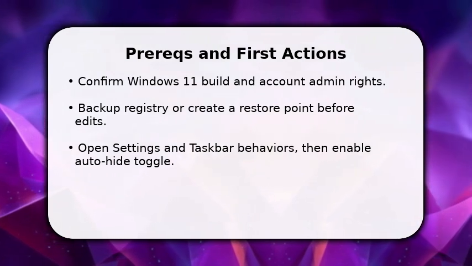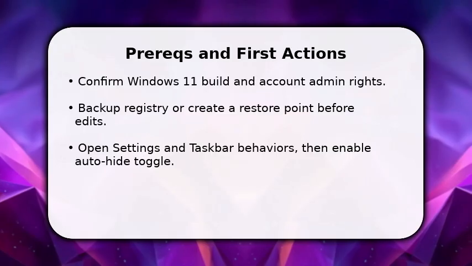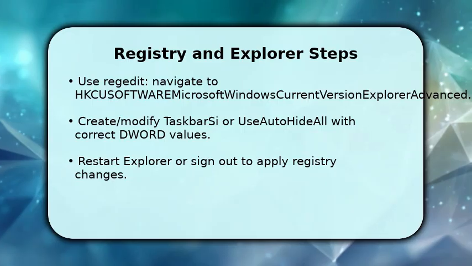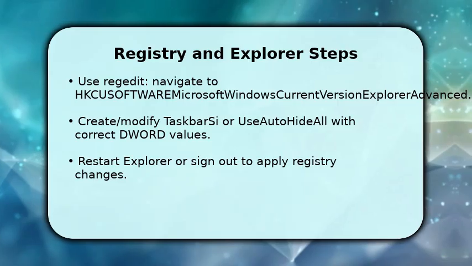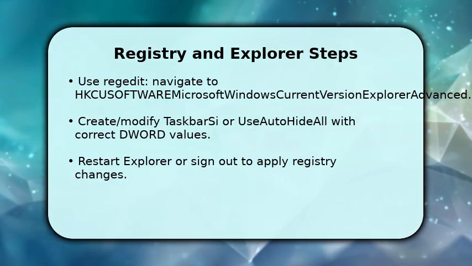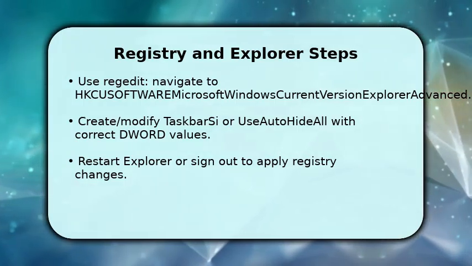Now you'll modify the registry to enforce hiding behavior system-wide. Open Regedit and navigate to the specified HKCU path. This targets your user settings. Create or modify the taskbar auto-hide entries with the documented values so the system recognizes auto-hide. This changes how the shell interprets taskbar visibility.